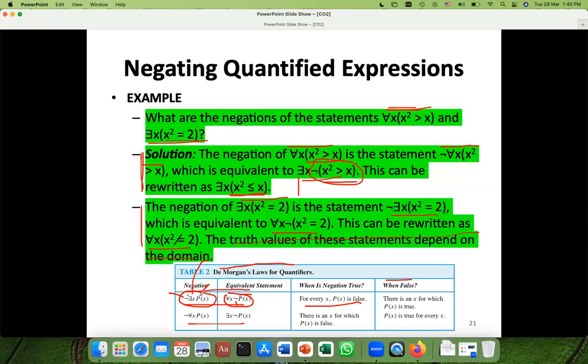This is something which I discussed previously. And when it is true, there is an x for which p of x is true. There is an x for which p of x is true. Anyhow, read it by yourself. Only these things you have to understand, that this thing is equivalent to that thing, and this thing is equivalent to that thing.